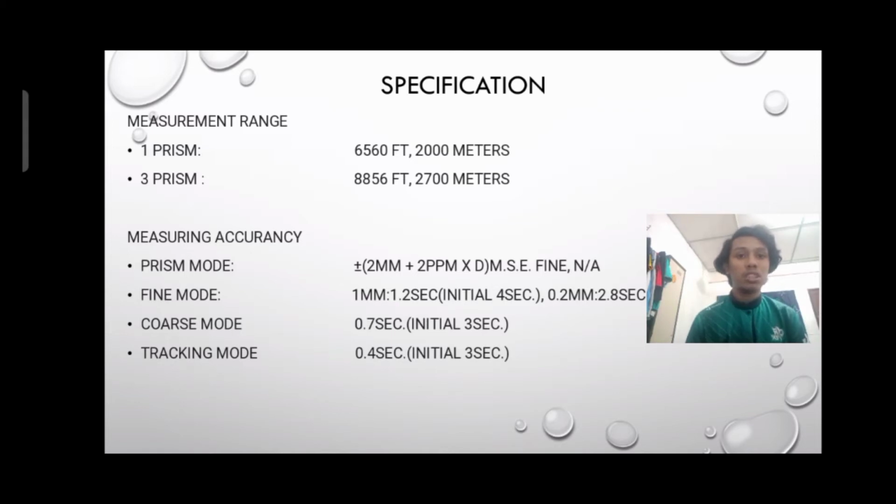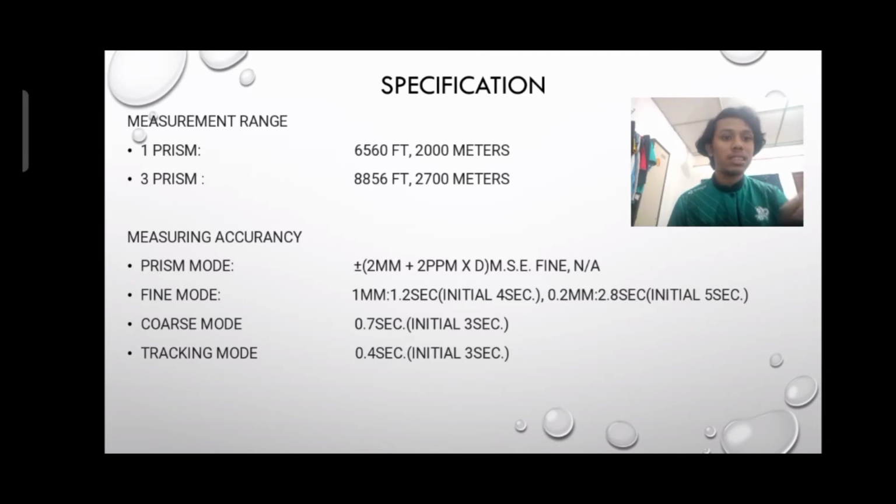How about the measuring accuracy specification? Prism mode is plus or minus 2 mm + 2 ppm times D. MSE fine NA. Fine mode is 1 mm, 1.2 seconds, initial 4 seconds; 0.2 mm, 2.8 seconds, initial 5 seconds. About coarse mode, 0.7 seconds, the initial is 3 seconds. And lastly is tracking mode, 0.4 seconds, the initial is 3 seconds.